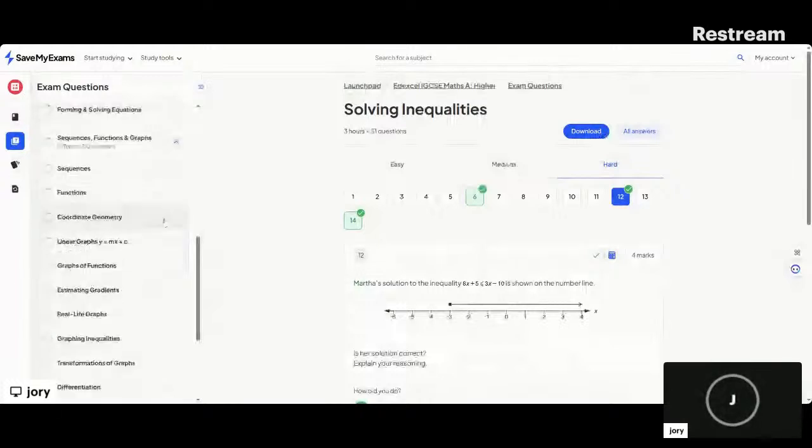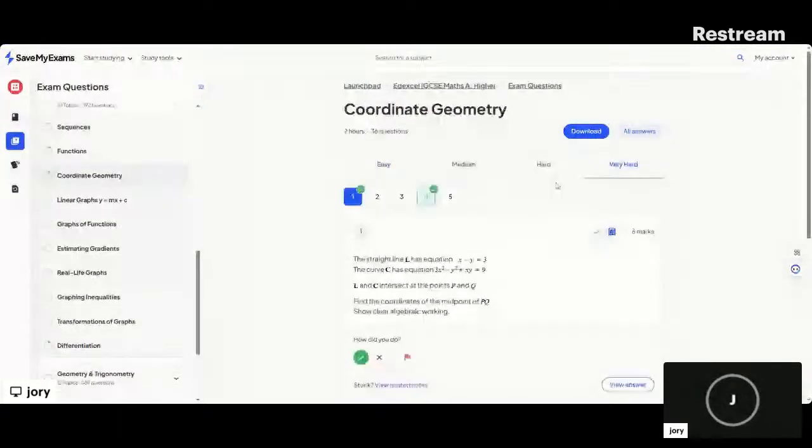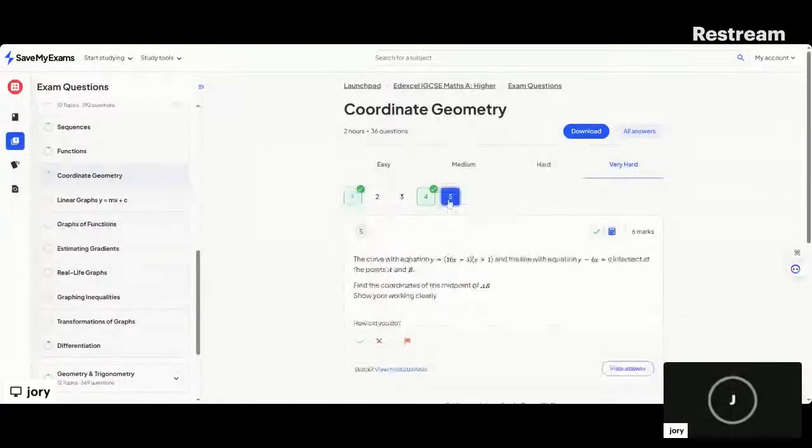Sequences. What's coordinate geometry? Did I solve anything right in coordinate geometry? Oh, I did. Nice. That's fun. Oh, I did this at school again, and my teacher did it really quickly. She did it in like 2 minutes.